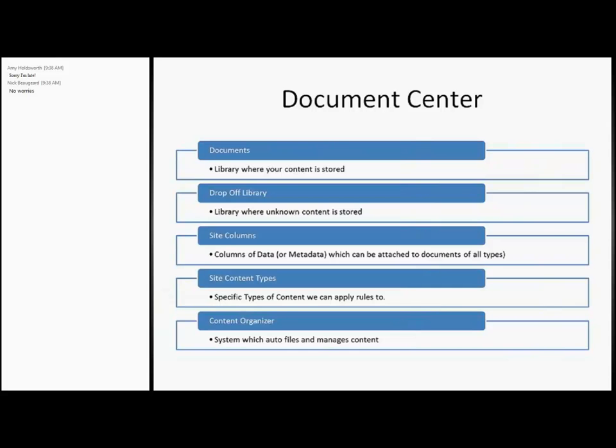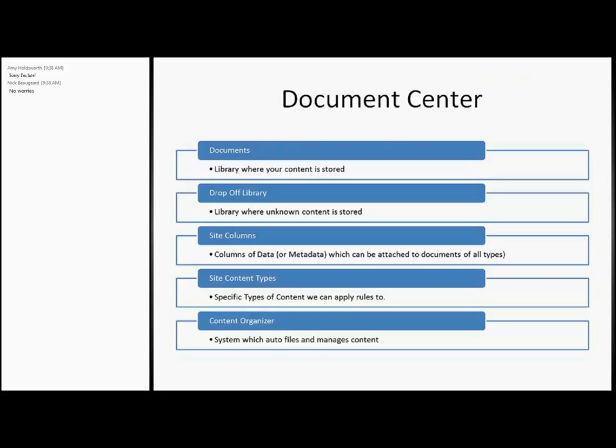Site columns are columns of data which can be attached to documents of all types. So this is not just limited to Word or Excel or PowerPoint. We can attach additional data to emails. We can attach additional data to PDF documents. So we've really got a ton of flexibility here. So what I really want to talk through today is how we think you should start to set up your document settings. We then have site content types, which are specific types of content you can apply rules to.